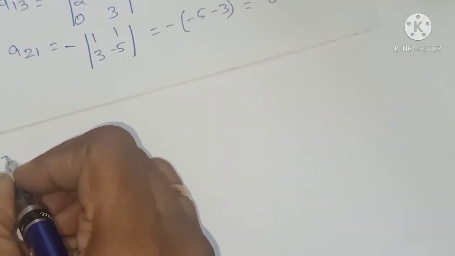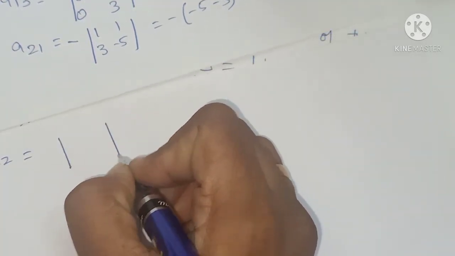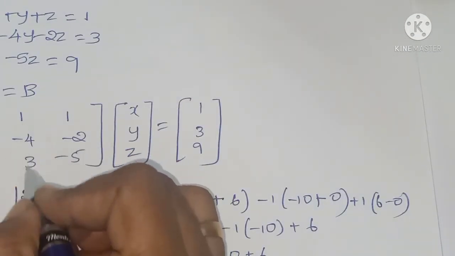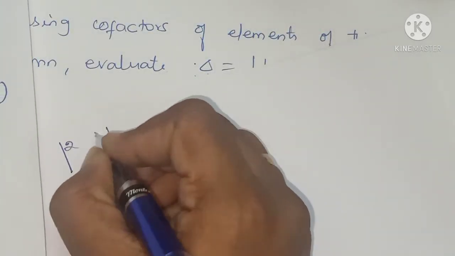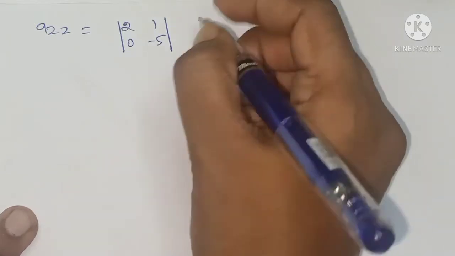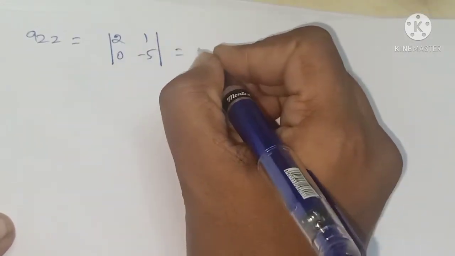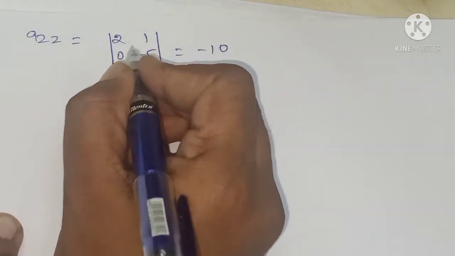The next one is A22. A22 is equal to 2 plus 2 is 4. Even number, so we will get positive value. So hide the second row and second column. We get 2, 1, 0, minus 5. So this is equal to 2 into minus 5 gives us minus 10. This value will be 0.